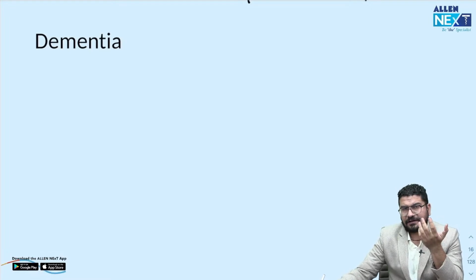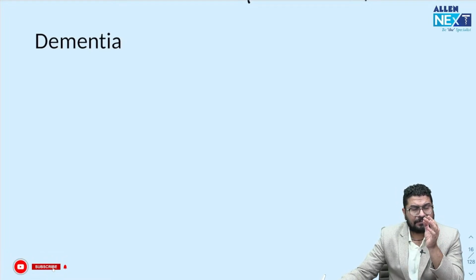Then it can occur because of presenilin 1 mutation or presenilin 2 mutation, or because of an APP, amyloid precursor protein defect, or because of apolipoprotein. So when we have ApoE4, that will increase the risk of Alzheimer's.